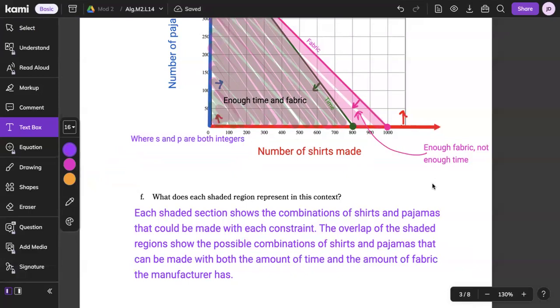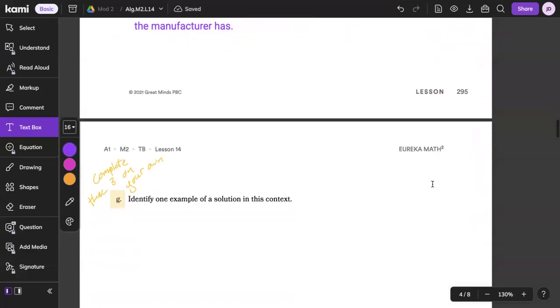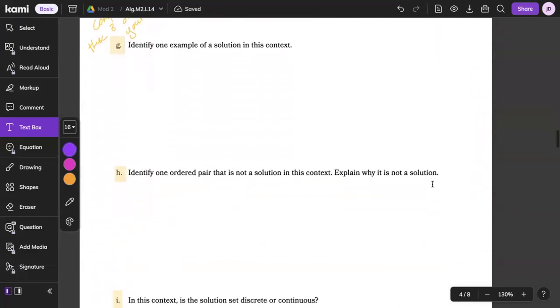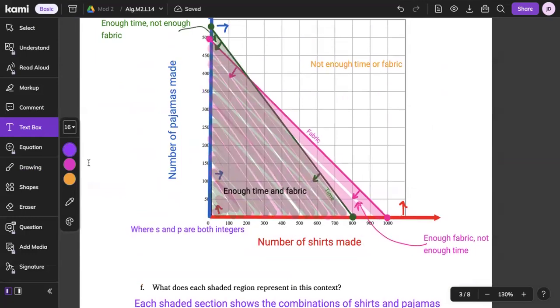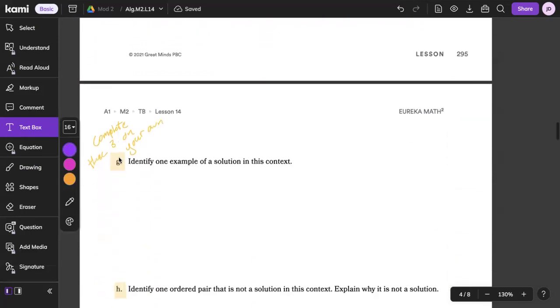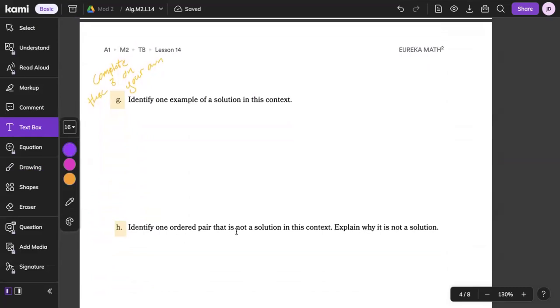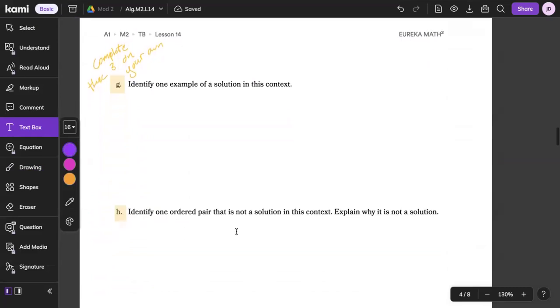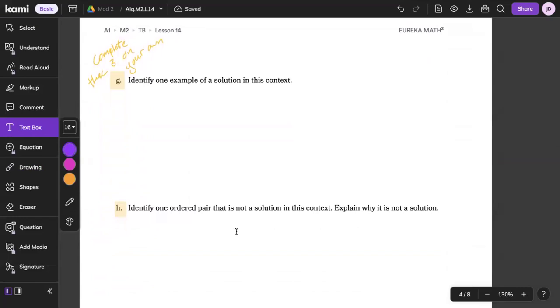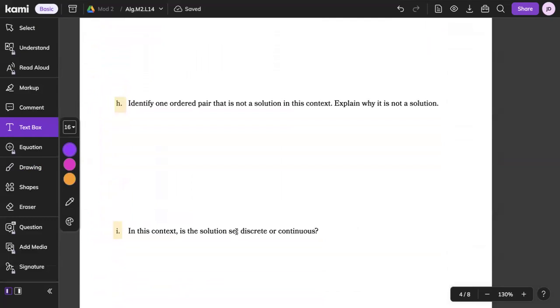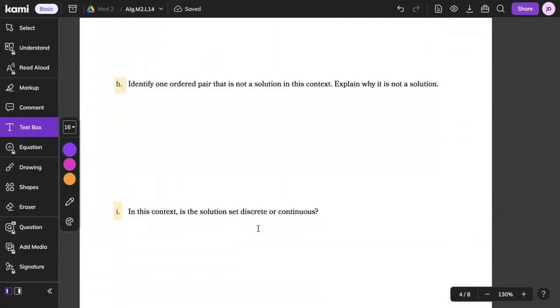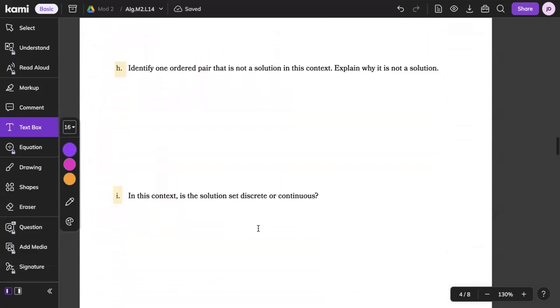I actually think the last couple things you are going to do on your own. So we have these last three. Identify one example of a solution set in this context. So that's, of course, going to be anything in this double shaded region. For your purposes, you only have to shade the double shaded region. You don't need to do everything. H, identify one ordered pair that is not a solution and explain why. Make sure you explain which inequality it does not satisfy, and then in context what that means. And then, is the solution set discrete or continuous? Reminding yourself if you need to, flip back what those definitions are.